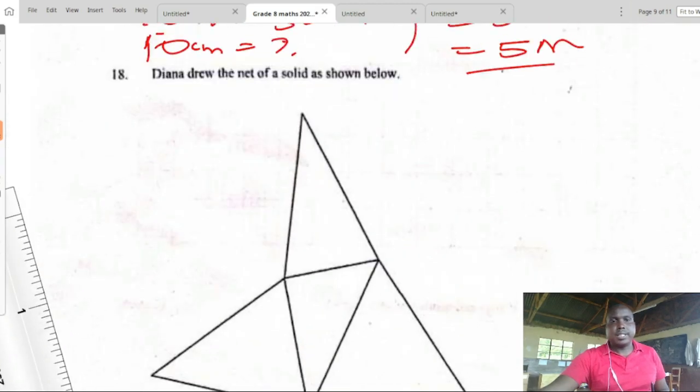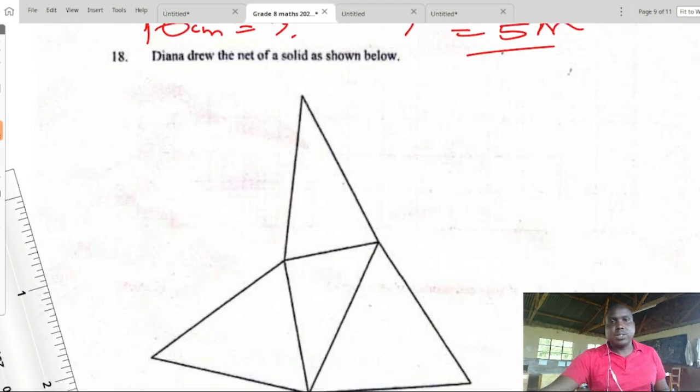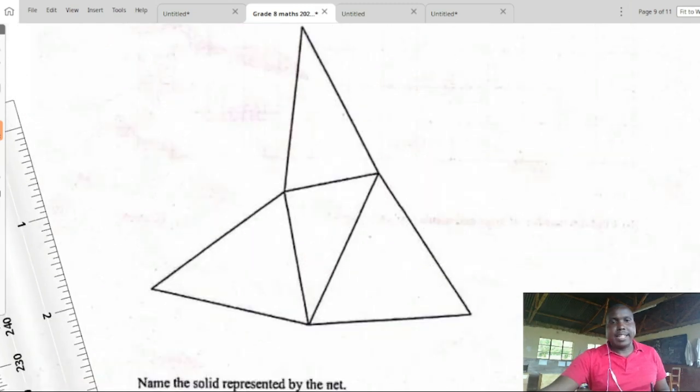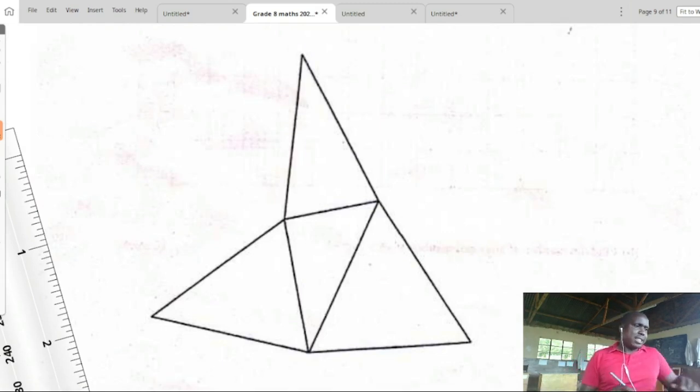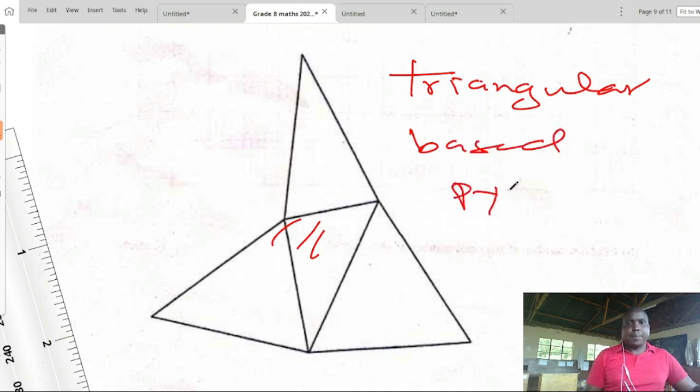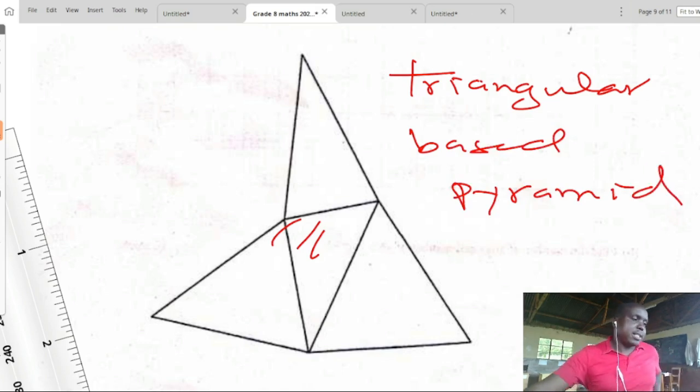Draw the net. Diana drew the net as shown. Name the solid represented by the net. The net, what is this? You can see the base at the center. Akikunja hapa inakuwa kama ile maziwa ya triangle. So this is actually a triangular based pyramid.